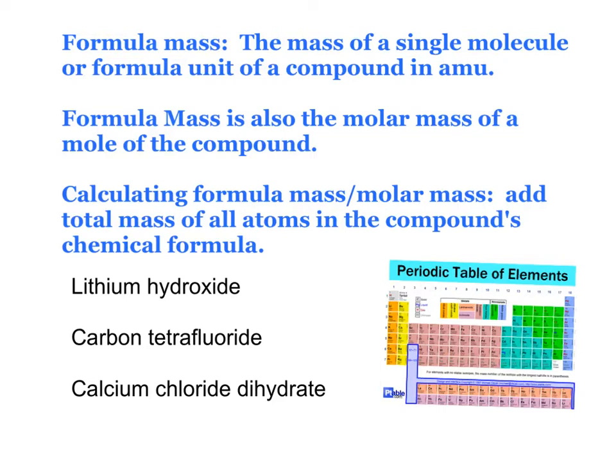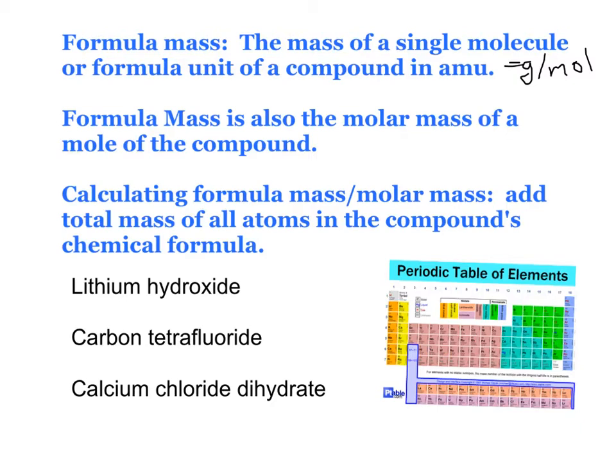One short thing to take note of is that AMU is also equal to grams per mole. Just make note that AMU is equal to grams per mole. They are interchangeable, because molar mass and formula mass are interchangeable. You'll see it both ways. Please don't freak out if you only see one of the two. We'll use them interchangeably in class. The tests will have them used interchangeably as well. So just be aware of that.